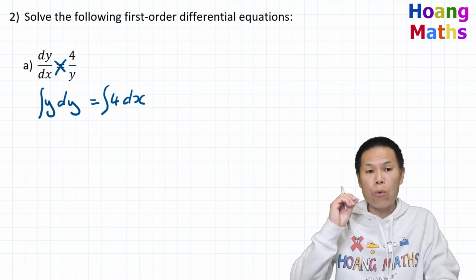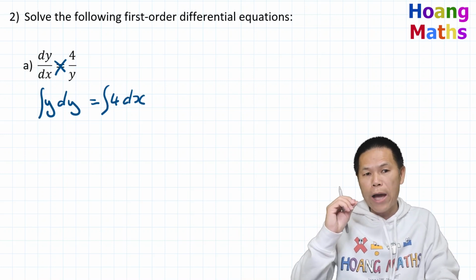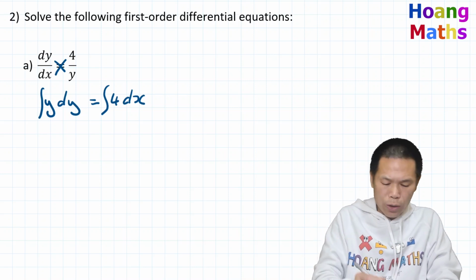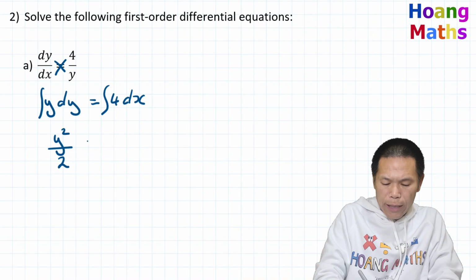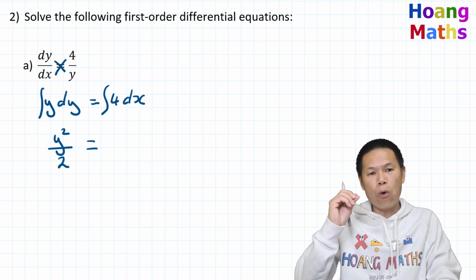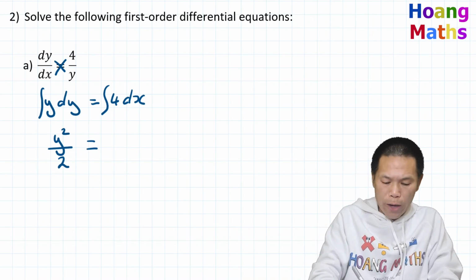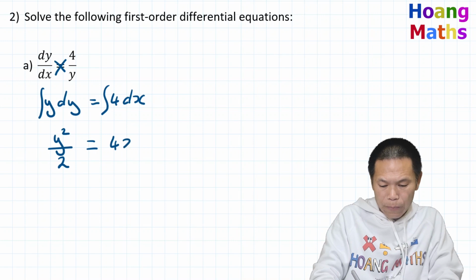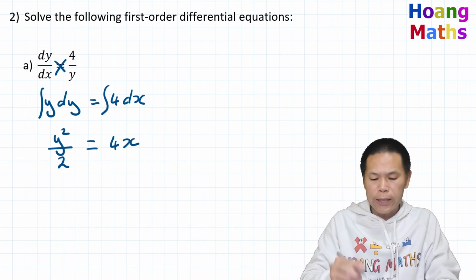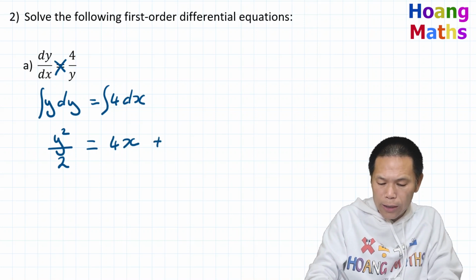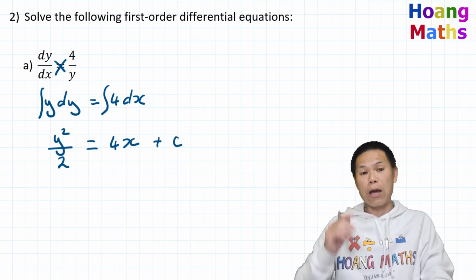So we integrate y dy will give me y squared over 2. That will give me, integrate 4 with respect to x will give me 4x. So there you go, we finished with integrations, and don't forget we need to add a constant, that is c. So now we solve for y.